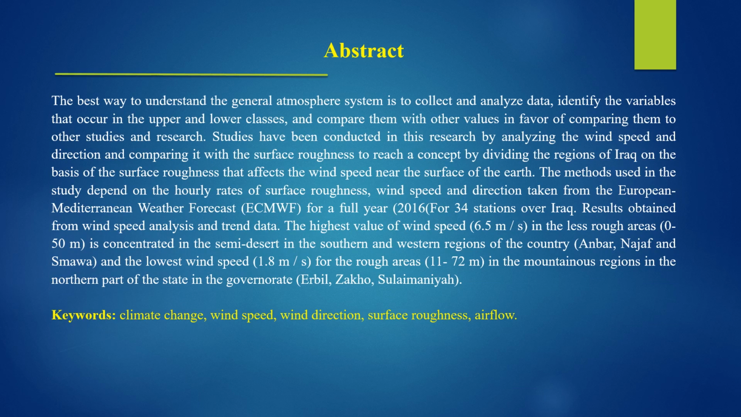In this research, we analyzed the wind speed and direction and its effect by surface roughness. The study involved 34 stations over the Iraq region. The highest value of wind speed was 6.5 meters per second in the least roughness.